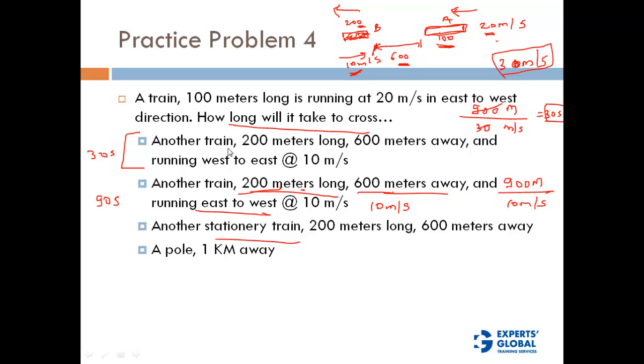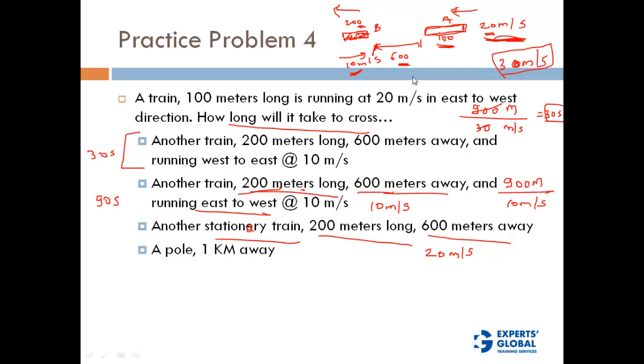Okay, I'm sorry, there is a typo here. This is stationary. Another stationary train, 200 meters long, 600 meters away. Okay, now this new train is stationary. That means it has zero speed, right? So the effective speed is going to remain 20 meters per second. The effective speed is going to be the speed of the original train, right?